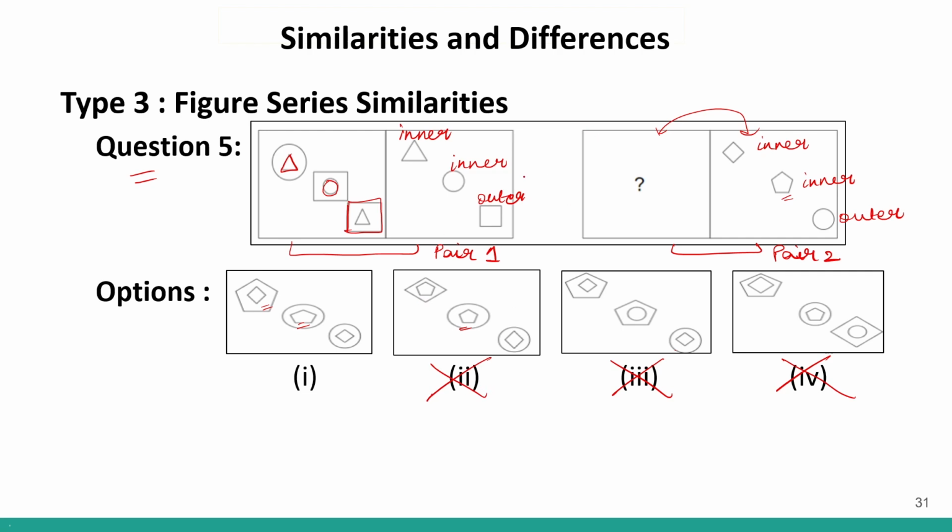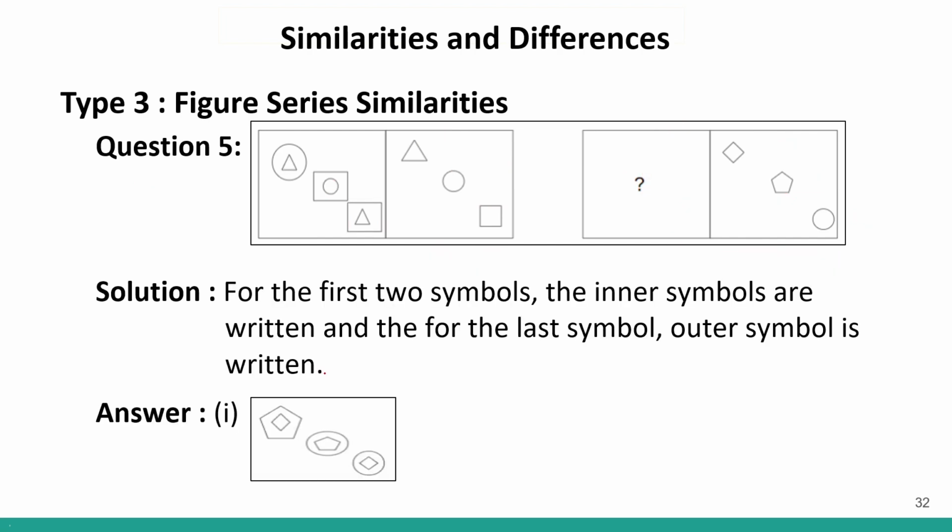So if inside a pentagon, I have a diamond. Inside a circle, I have a pentagon. And inside a circle, I have a diamond. I have something like this. So this is the inner image, this is the inner image, and this is the outer image. So with option number 1, it follows the same logic. Hence our answer will be option number 1. So here you can see the solution. The first 2 symbols, the inner symbols are written, and for the last symbol, the outer symbol is written.